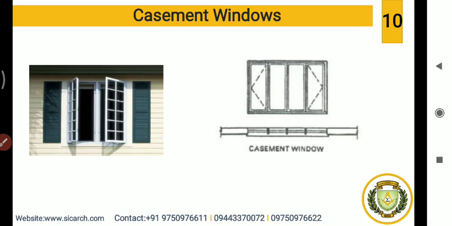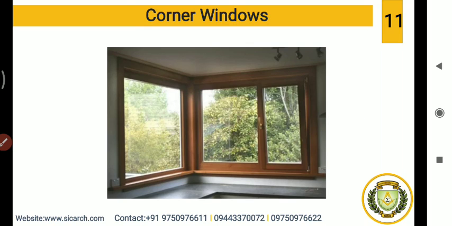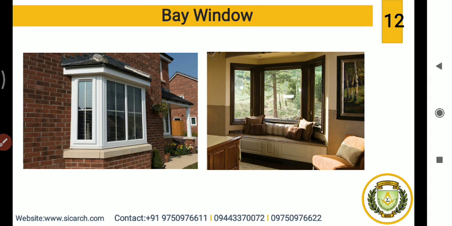Next is casement windows. This is the most common window we use. It will have a frame, and inside the frame, shutters will be added which can be opened and closed. Next is the corner window. As the name suggests, it will be placed in the corner. It will have two frames arranged at a 90-degree angle.